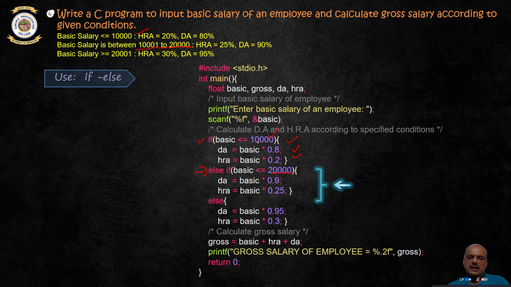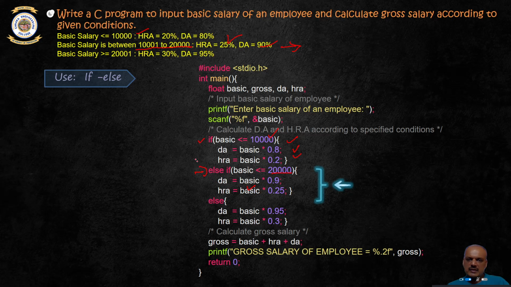So it will be more than 10,000, and it is less than or equal to 20,000. So you are in this condition right there. Based on this condition, I calculate my DA, which is nothing but basic into 0.9, that is 90%, and HRA is basic into 0.25 because HRA is 25% of the basic.